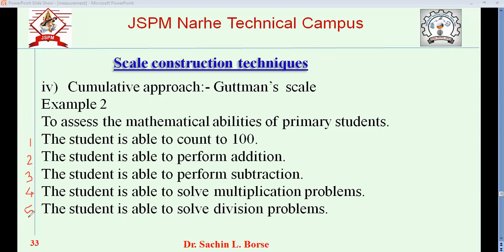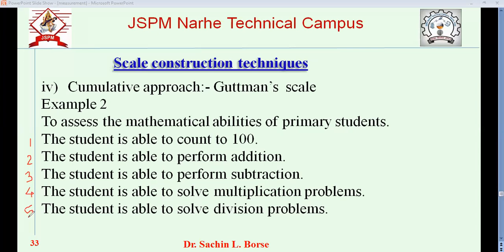Then the next level of difficulty is that he or she is able to perform addition, like 2 plus 5 is 7, 3 plus 5 is 8. Like this, the student is able to perform addition. So addition is the next level. Just remembering 1 to 100 does not involve any mathematical calculations. The next level is performing subtraction, which is more difficult than addition.